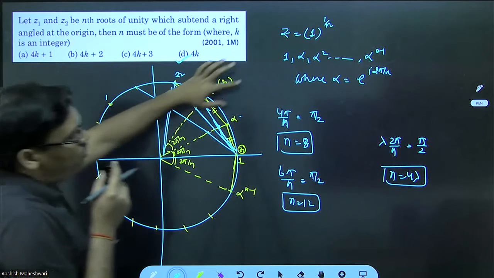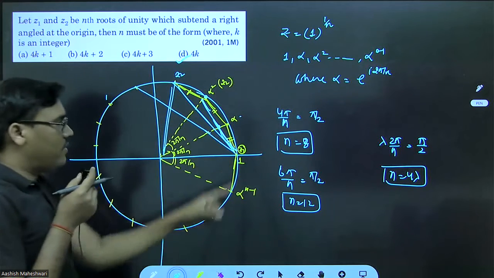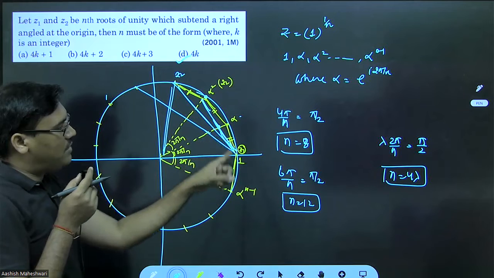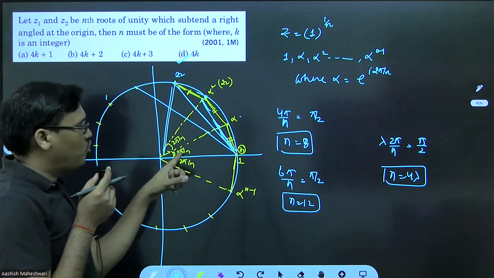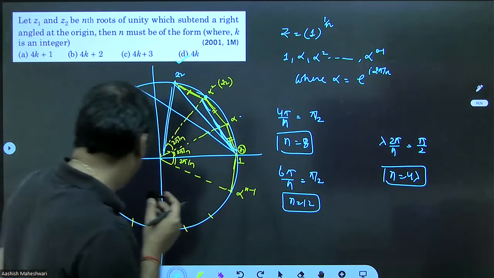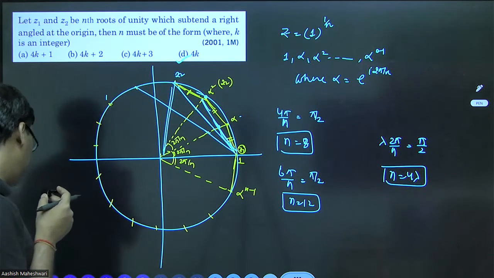Again, a few properties here: nth roots of unity always lie on a circle of unit radius, and the angle subtended by each side of this regular polygon is 2 pi by n, right? So we have just used that property here. Now let's move to the next question.